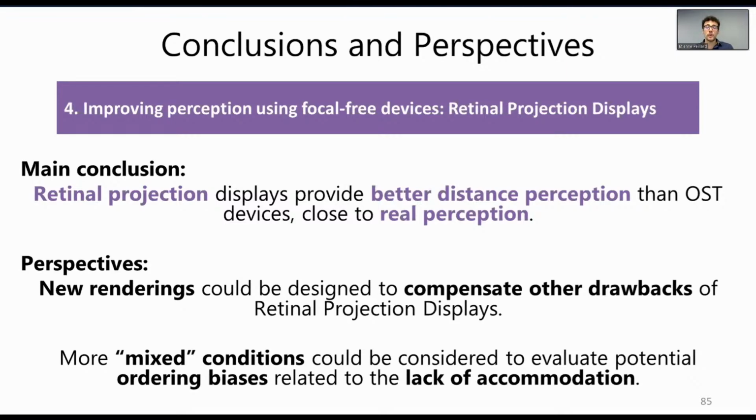As such, a blur based on eye tracking data can be added on some virtual elements which should be out of focus and maybe improve perception with these devices. Moreover, accommodation cue is known to be especially important to deal with occlusion. As such, more mixed conditions with real and virtual objects at the same time can be considered to evaluate potential ordering biases related to the lack of accommodation.